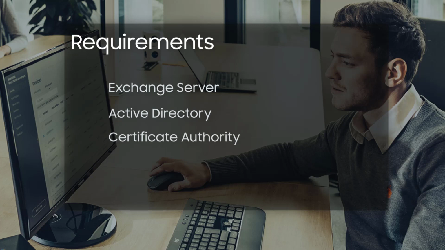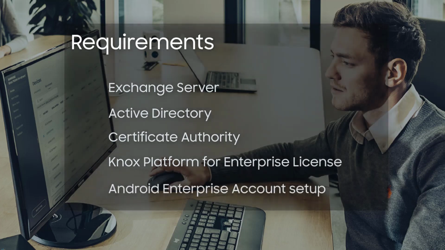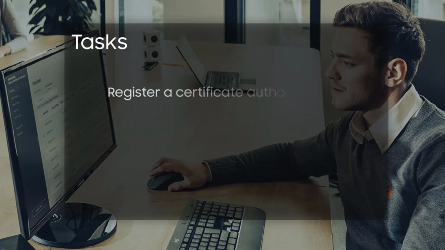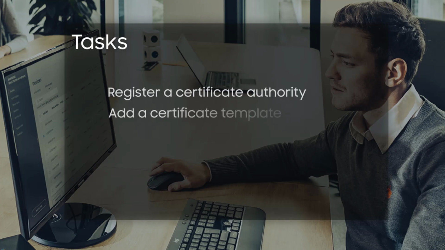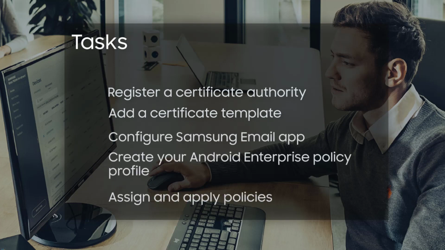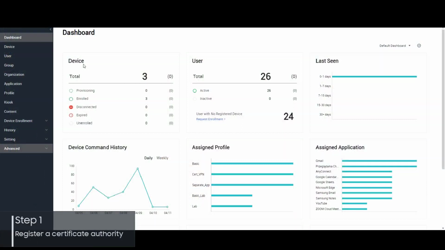On the Knox Manage server side, we need to have Knox Platform for Enterprise licenses and configured integration with Android Enterprise. In order to authenticate Samsung email application with certificates from Knox Manage, we need to register a certificate authority, add a certificate template, configure the Samsung email app, create an Android Enterprise policy profile, and finally, assign and apply those policies to the Samsung email app. Let's get started. Let's begin by adding a certificate authority.